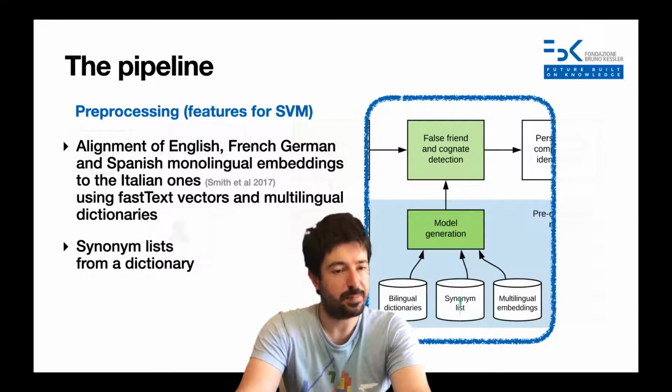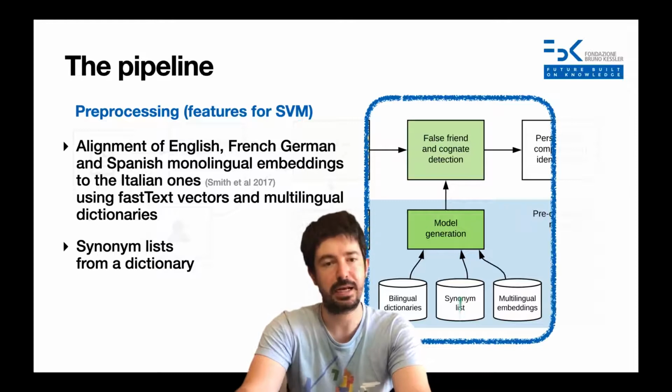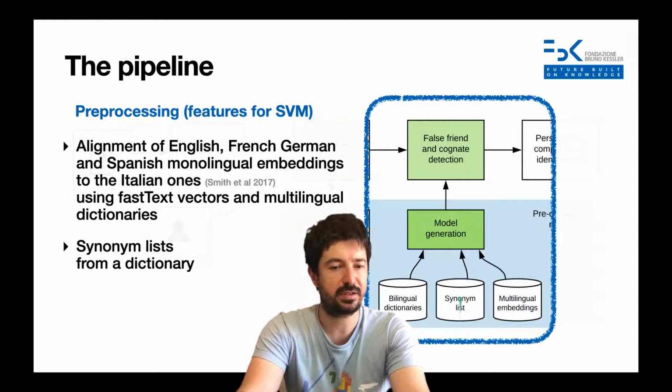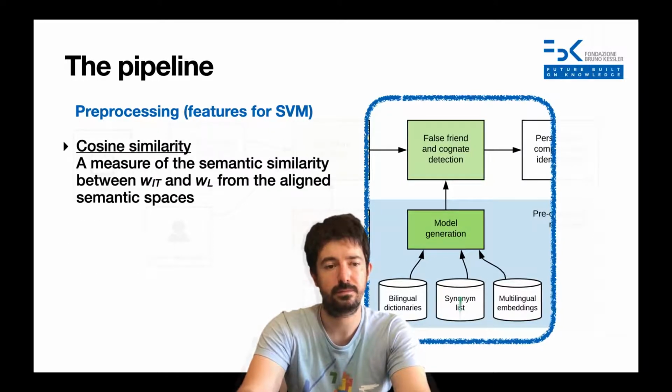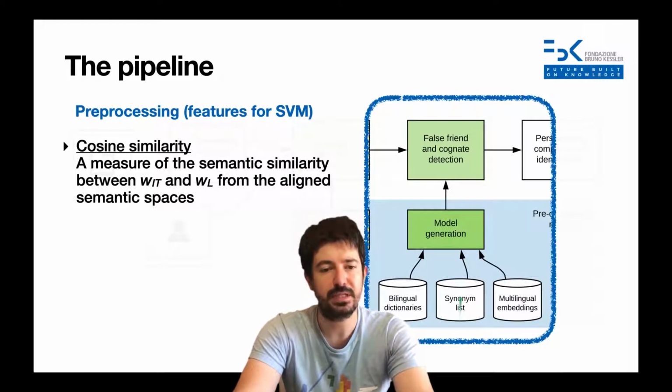In the green part, we will train a support vector machine model. The first phase is to align the English, French, German and Spanish monolingual embeddings to the Italian ones, using fastText vectors and multilingual dictionaries. Then, synonym lists from a dictionary are given. Then, the cosine similarity between the word in Italian and a word in the other language is calculated as a measure of the semantic similarity between the two words.